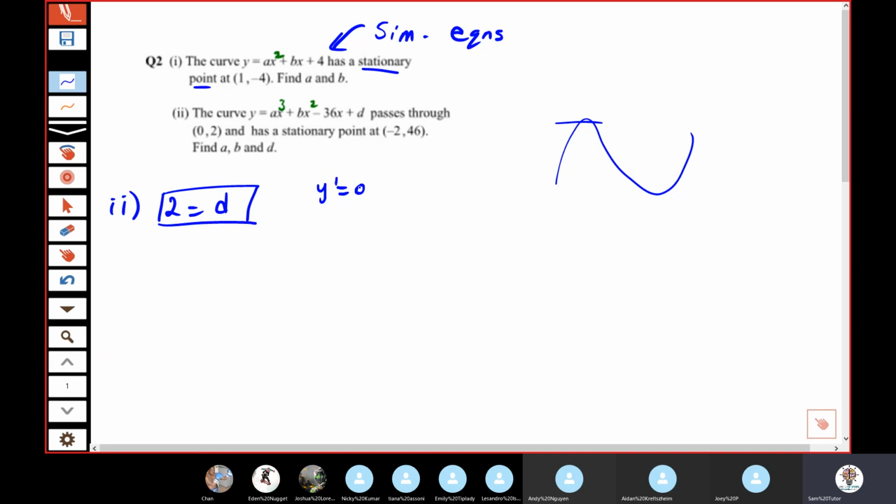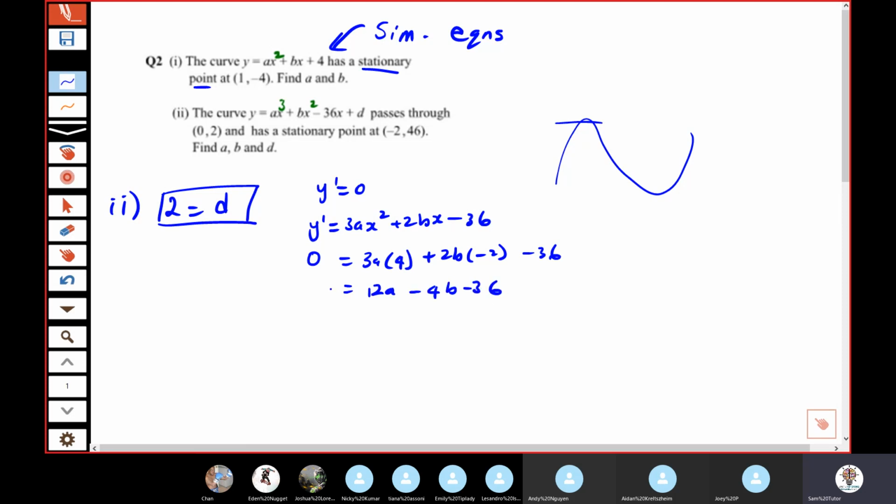So we know y dash equals 0, which means y dash equals 3ax squared plus 2bx minus 36. Again, what does y dash equal to? 0. What does x equal to? -2. So it should look like this. Something like that, and then we'll fix this up. We get 12a minus 4b minus 36 equals 0. Yep, again we can see two missing letters. We know it's going to be a simultaneous equation.